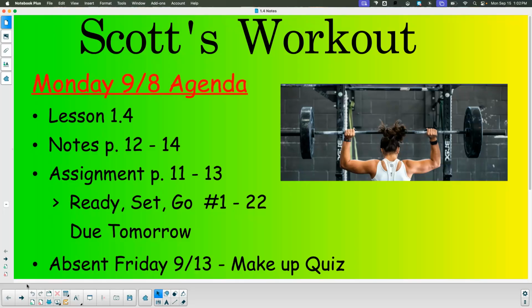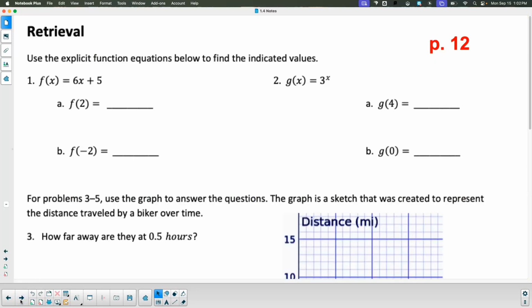Okay? With that being said, we are in your white packet. We are on page 12 in your white packet. There is the, what's the name of it? Retrieval, that's it. The retrieval problems. If you would like to try all of that page number 12, let's try that right now. Give you a few minutes to answer those questions to the best of your ability.